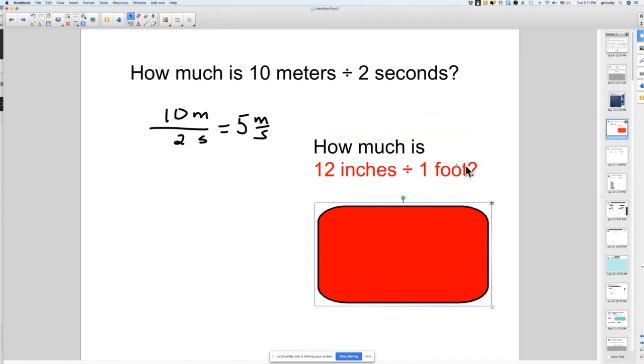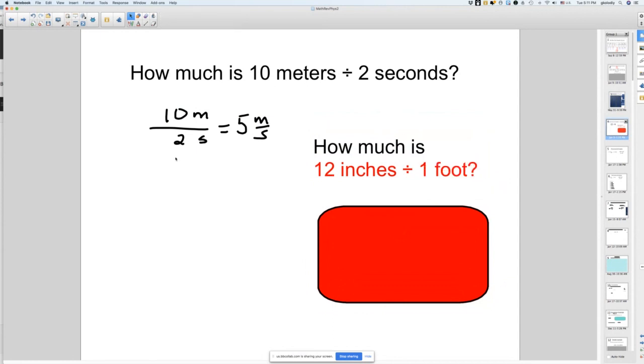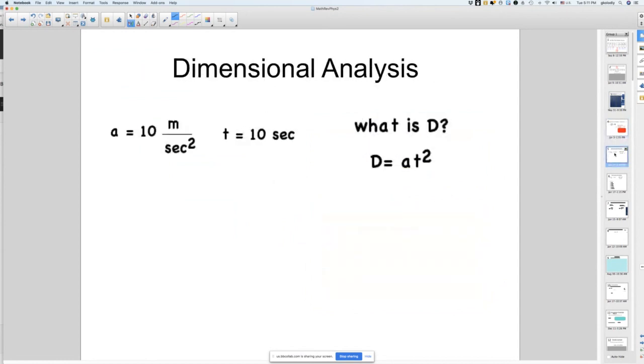Also, we have a bunch of relationships, like 12 inches and 1 foot, which means if you take 12 inches and divide it by 1 foot, make a fraction out of that, then basically this is 1, because the numerator and denominator are the same. 12 inches equals 1 foot, so 12 inches divided by 1 foot is 1. So keep that in mind when you're doing conversions.